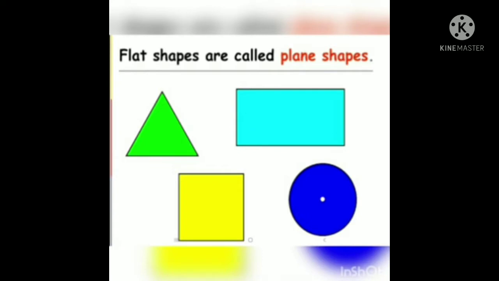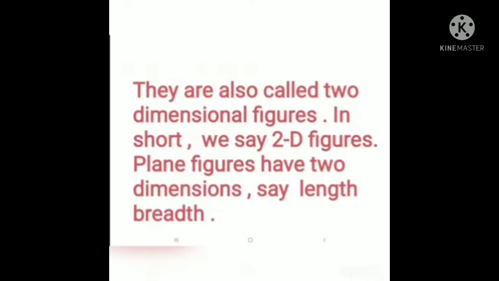They are also known as 2D shapes, that means two-dimensional figures. Why? Because they are measured in two dimensions, mainly length and breadth. So, plane figures have two dimensions. What are they? Length and breadth. So, they are called 2D or two-dimensional figures.